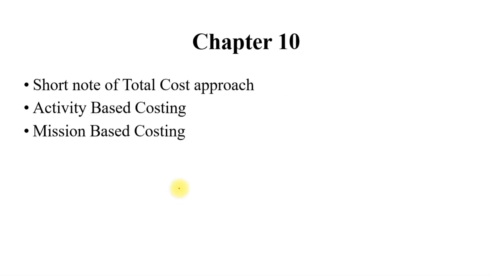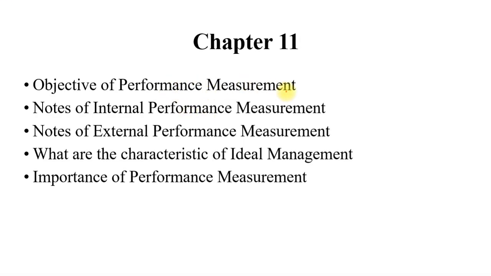Next, we have chapter number 10: write a note on total cost approach, activity based costing and mission based costing. Under chapter 11, we have: what are the various objectives of performance management? Write a note on internal and external performance measurement. What are the characteristics of ideal management and the importance of performance measurement? So chapter 11, these are the important topics.